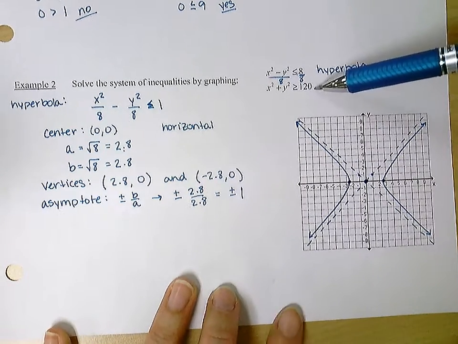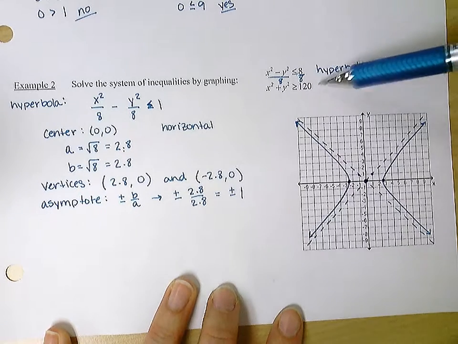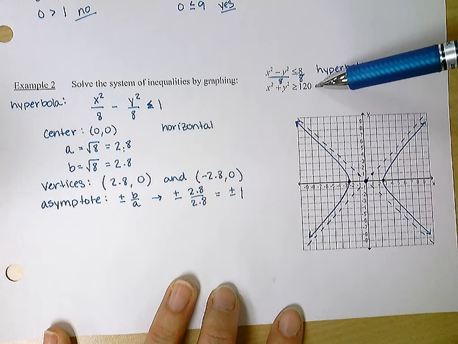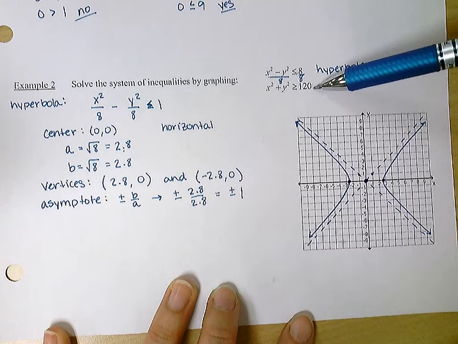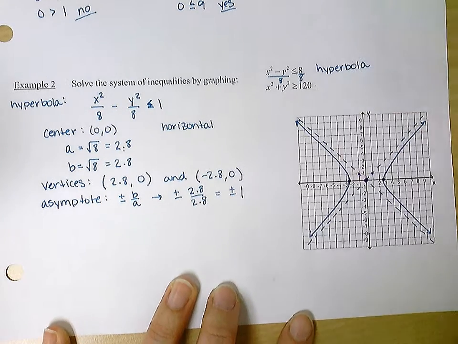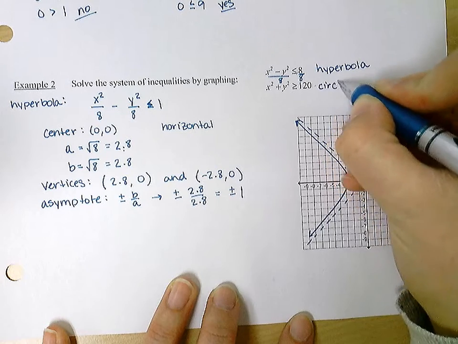Okay, next we have our second equation here. What does that equation look like? X squared plus y squared greater than or equal to 120. You have to identify what type of conic it is before you can graph it. This is a circle.